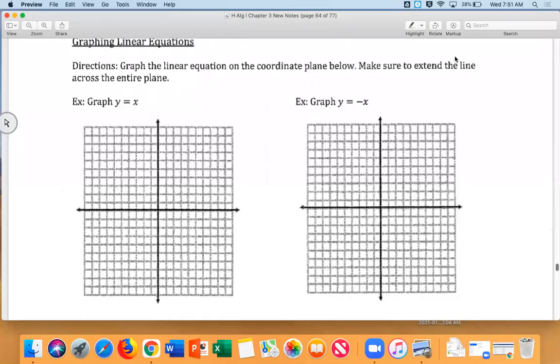All right, so this is 3.5 part two, continuation of graphing linear equations.